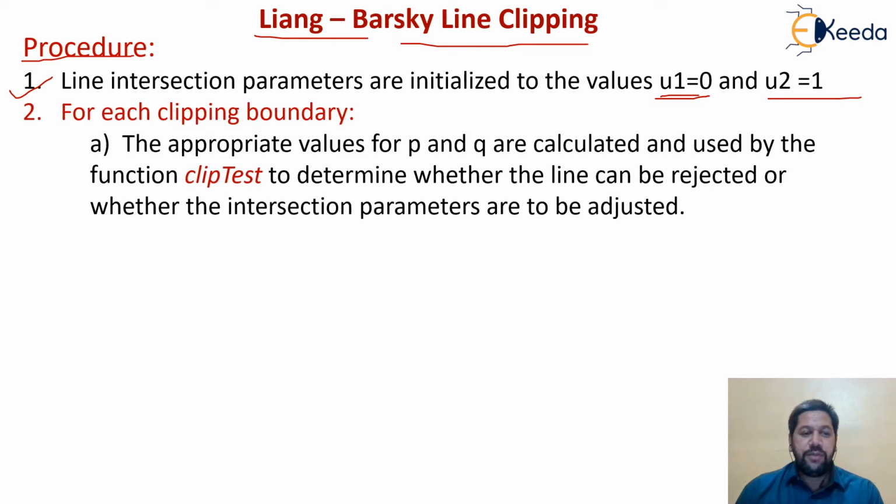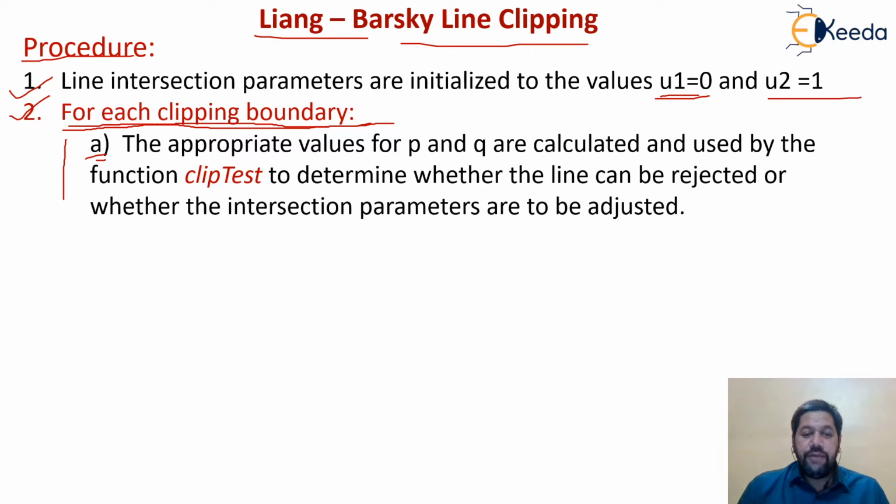Then what is my step number 2? This is my step number 2: for each clipping boundary. For each clipping boundary, I have to consider the k value, where k is equal to 1, 2, 3 and 4. Under this step, I have to follow the next steps for each clipping boundary. So what is my step A?